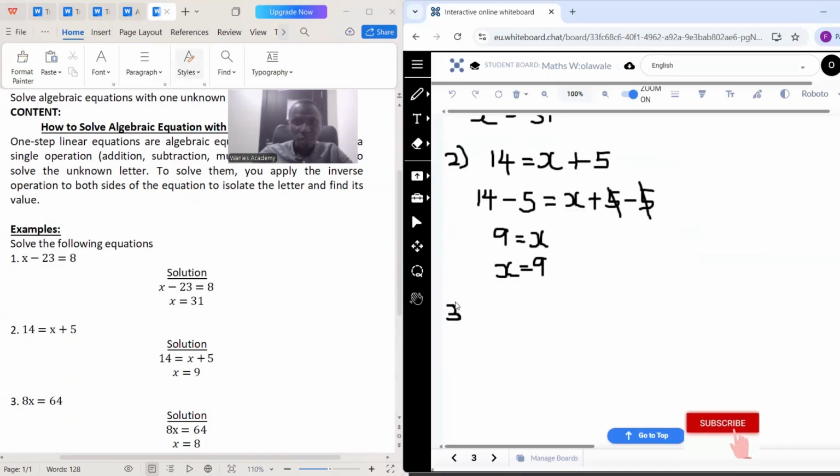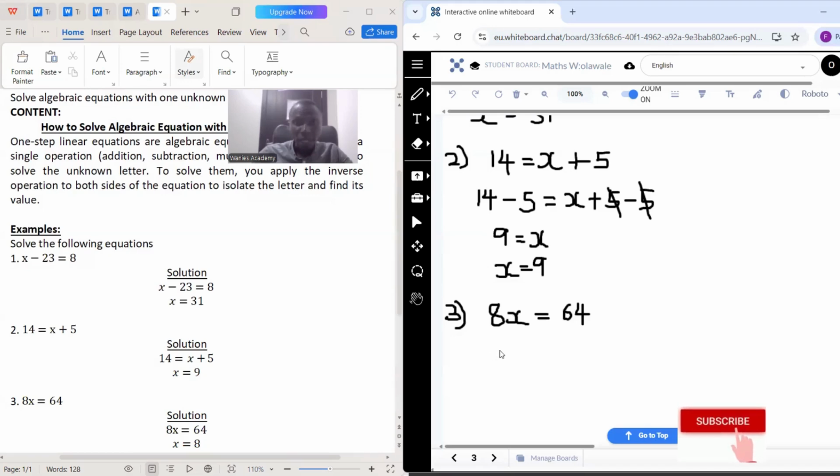Question 3. Here we have 8x equals to 64. Because consider 8x equals to 8 times x, the operation that we have here is multiplication. So what we're going to do here to find the value of x is to divide both sides of the equation by 8, which is the coefficient of x.